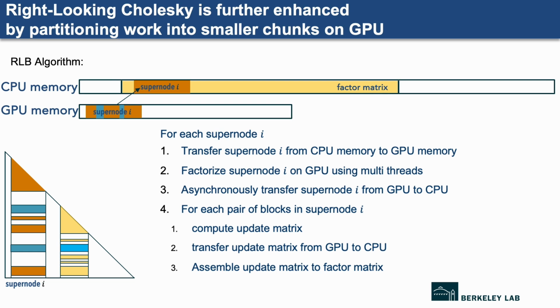So the algorithm continues for each pair of blocks in span node I and computes an update matrix with DSYRK or DGEMM calls. And then we transfer this small update matrix from GPU memory to CPU memory, and then assemble the update matrix into the factor matrix. Since this block is updated in the factor matrix as a block, we only need one indexing here.